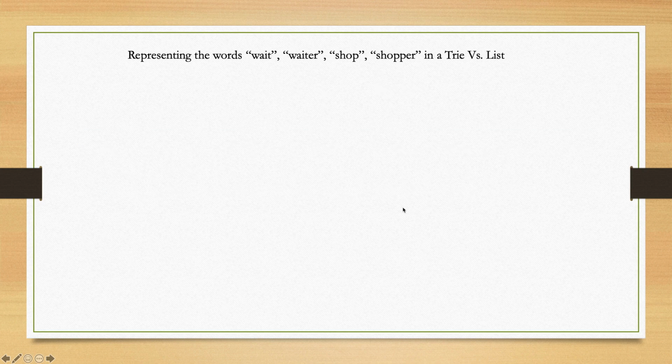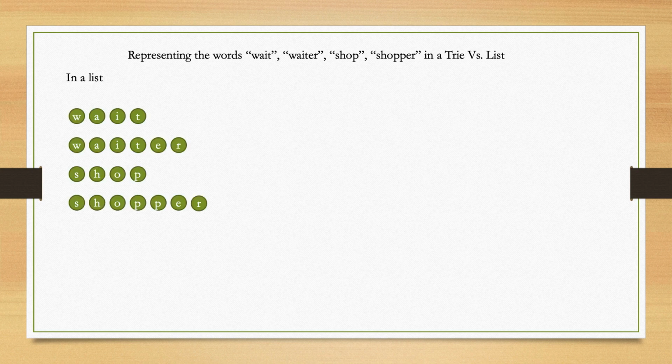So now let's talk about how we can represent these four words inside of a trie structure, and then we'll talk about how exactly inserting into a trie works, and then we'll code it up. If we talk about a list, this is kind of how Python, or really any language, stores strings in a list format. Each row represents a whole string, so wait, waiter, shop, and shopper, and each bubble represents the individual character, being W-A-I-T for wait, W-A-I-T-E-R for waiter, and so on and so forth.